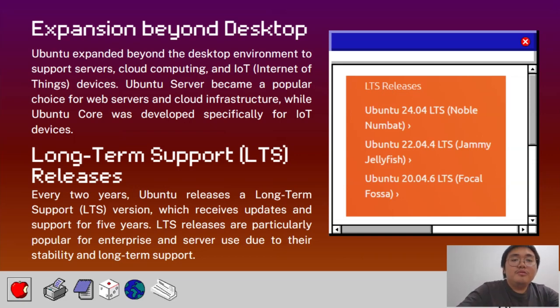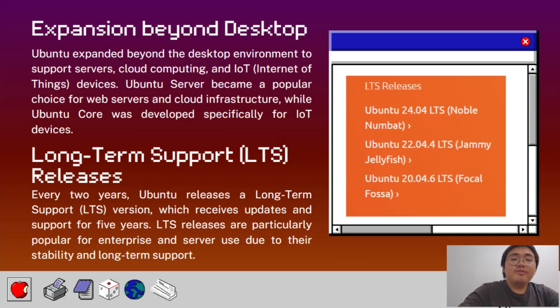Now, Ubuntu's expansion beyond desktop. Ubuntu expanded beyond the desktop environment to support servers, cloud computing, and IoT devices. For servers and cloud computing, Ubuntu Server became a popular choice, while Ubuntu Core was developed specifically for IoT devices. Examples of IoT devices are smart devices like smartwatches, security cameras. Next, long-term support releases or LTS releases.